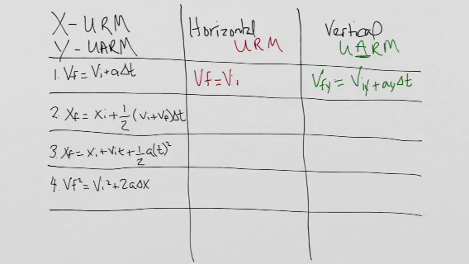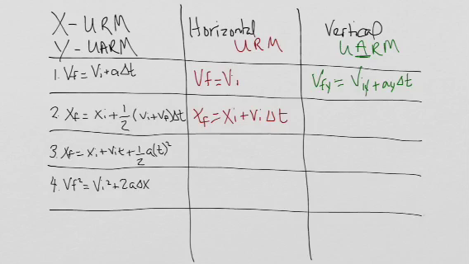So we end up being left with our x final being equal to our x initial plus what? Plus v initial delta t.